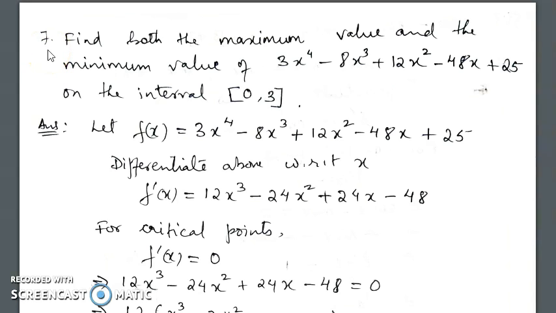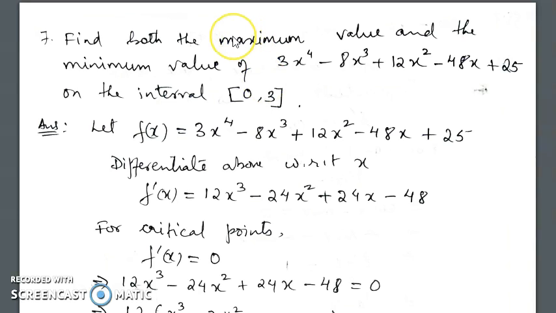Question number 7. Find both the maximum value and the minimum value of the function 3x^4 and so on plus 25 on the interval 0, 3, the closed interval 0, 3.